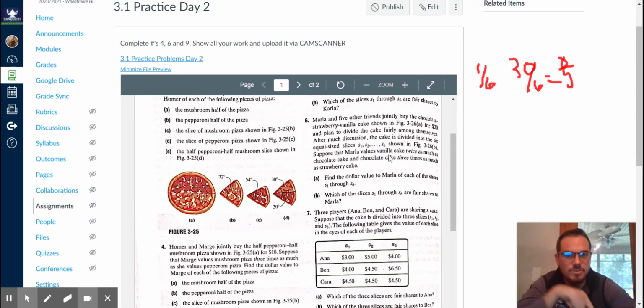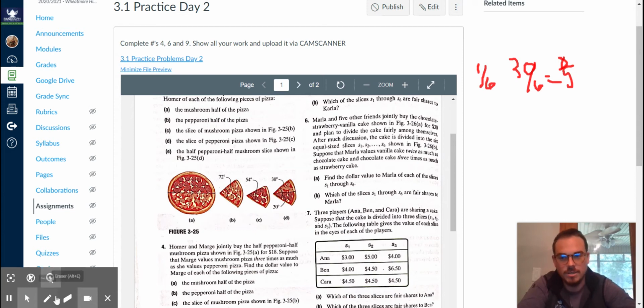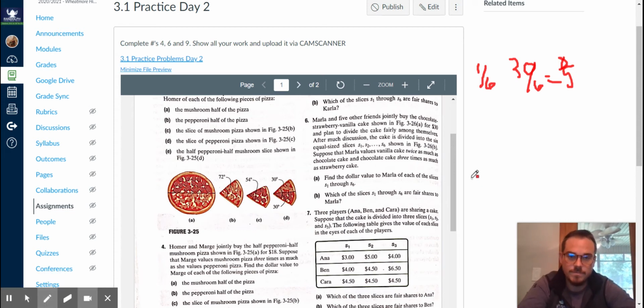Suppose that Marla values vanilla cake twice as much as chocolate and chocolate 3 times as much as strawberry. Hang on, this is a little different than what we've seen. The one they're basing everything off of for Marla: vanilla cake is twice as much as chocolate, and chocolate is 3 times as much as strawberry, right? So we'll call strawberry 1.